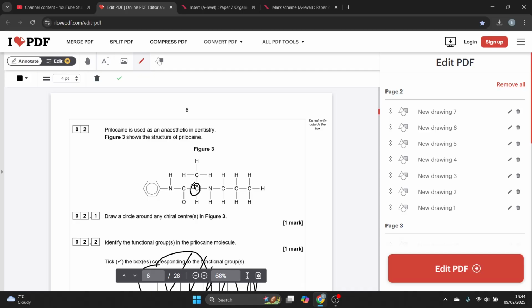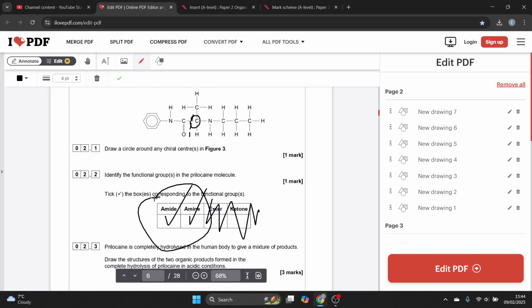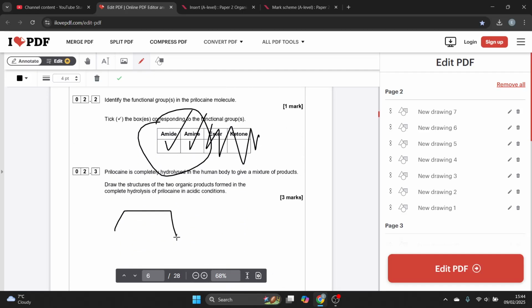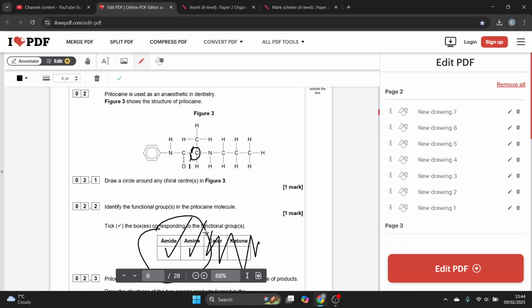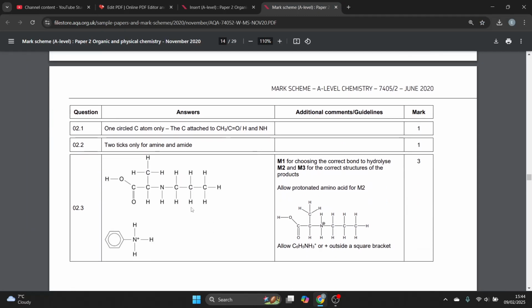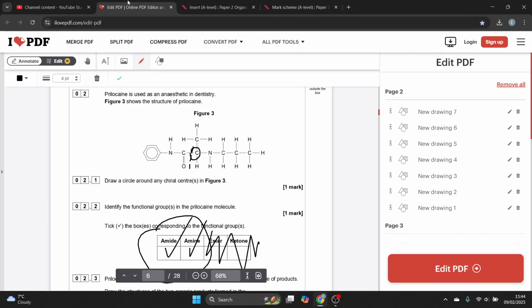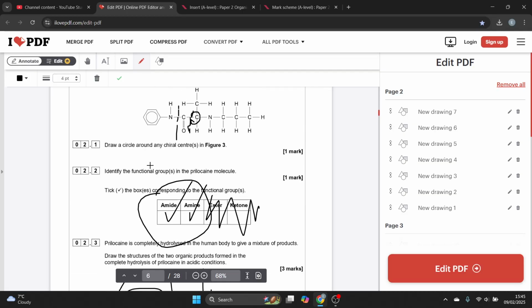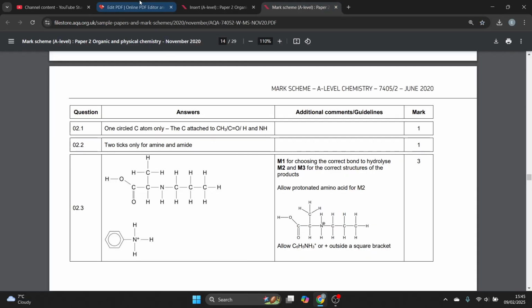So we have to look at the amide link, which is here, cut the link off, and then I've got this NH3 plus, yeah, that's one of them. Sorry, the link is here, not there. So the amide link, cut that off, you get NH3 plus, and then the rest of it is just going to be C double bond O.